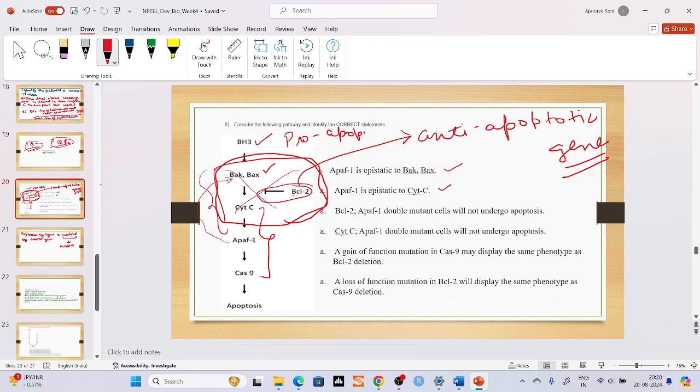Okay, so if BCL2 is mutated, it can go from here to here. This step can be passed. But because APAF1 is also mutated and APAF1 is epistatic over BAX and BAK, it masks the expression of BAX and BAK. So if APAF1 is mutated, then the further steps cannot happen. So this is also correct. That is BCL2 and APAF1.